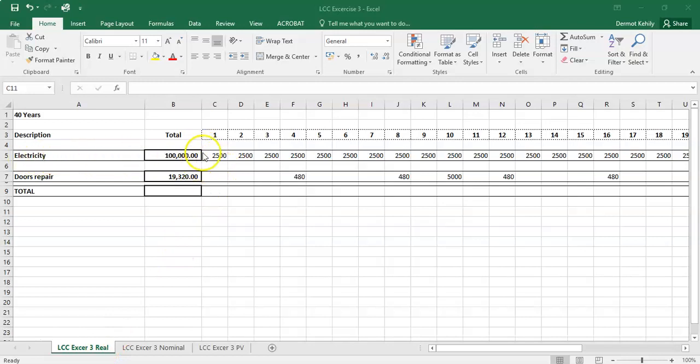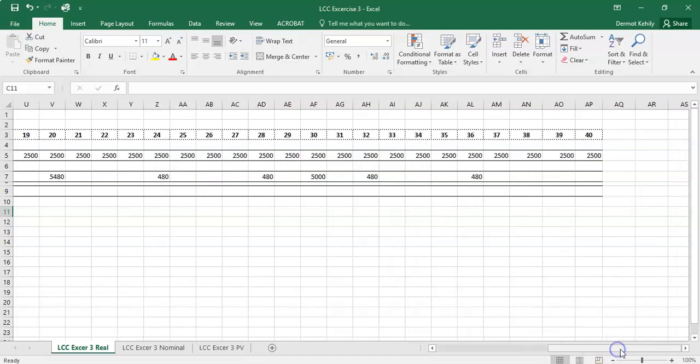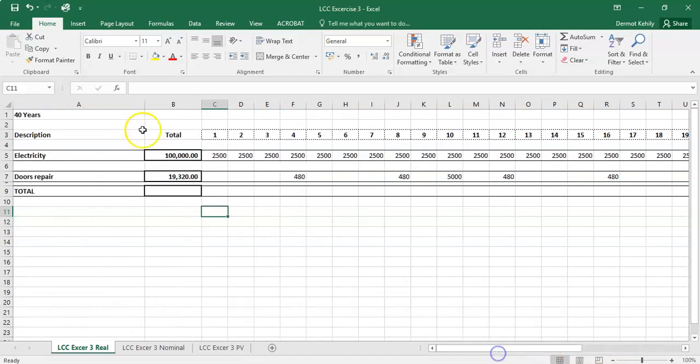So you can see we've got electricity costs here at €2,500 every single year over the course of a 40-year study period. So if you just click to the side there, you see it ends at 40 years. We've also got some door repairs. Now this is a simple exercise with just 2 items. Maybe in a real life cycle cost scenario we could have quite a few. But for just getting used to the calculations, we'll just deal with 2 for the moment.